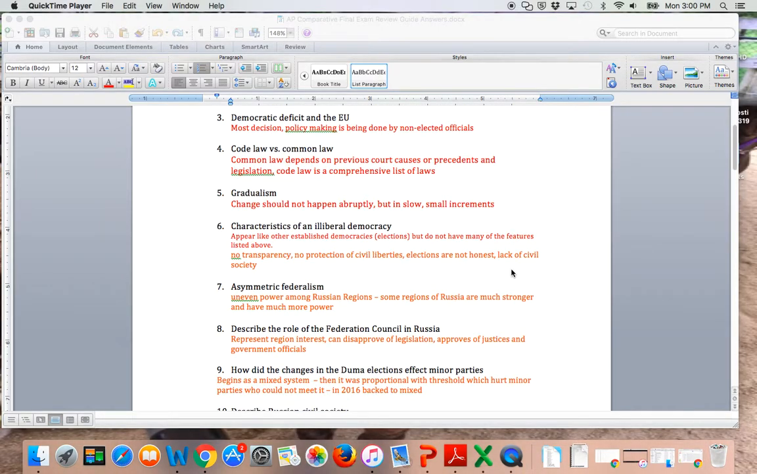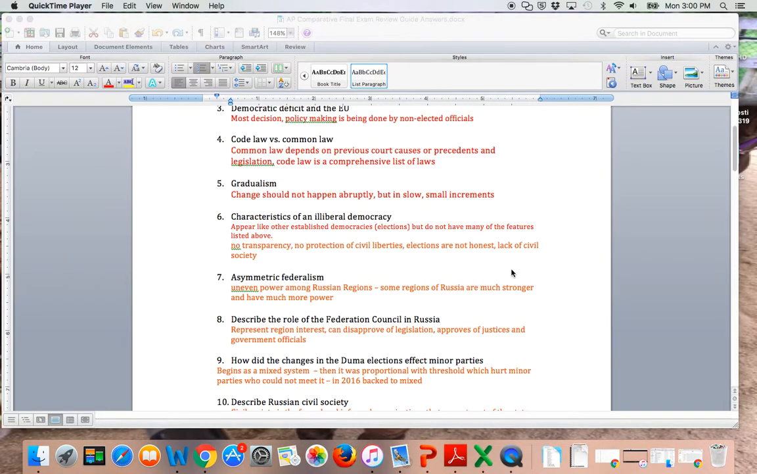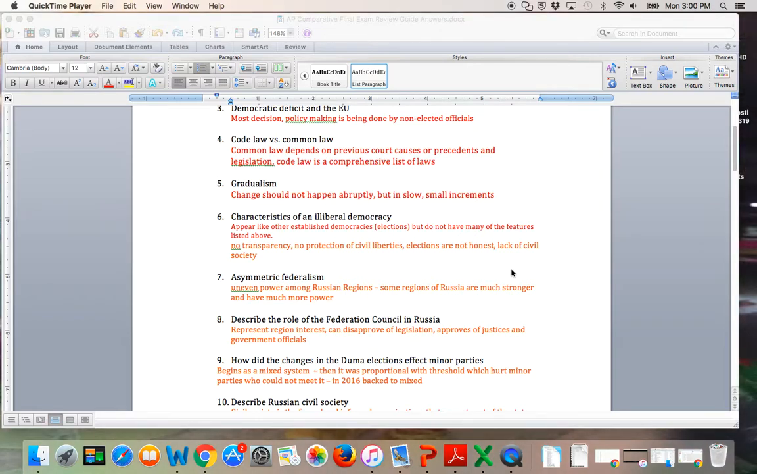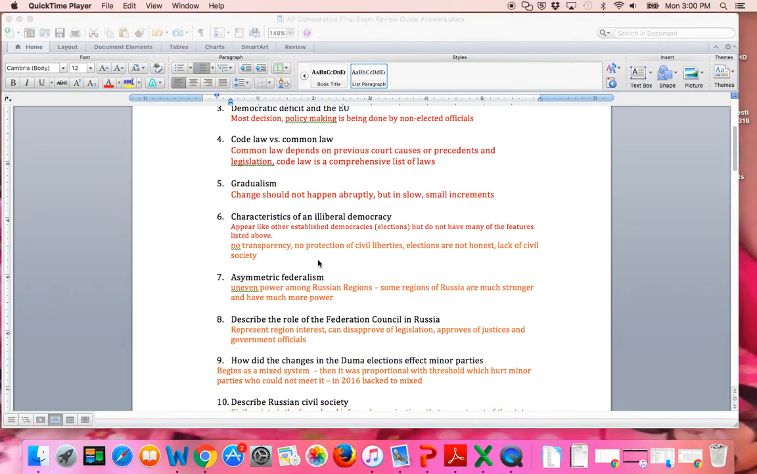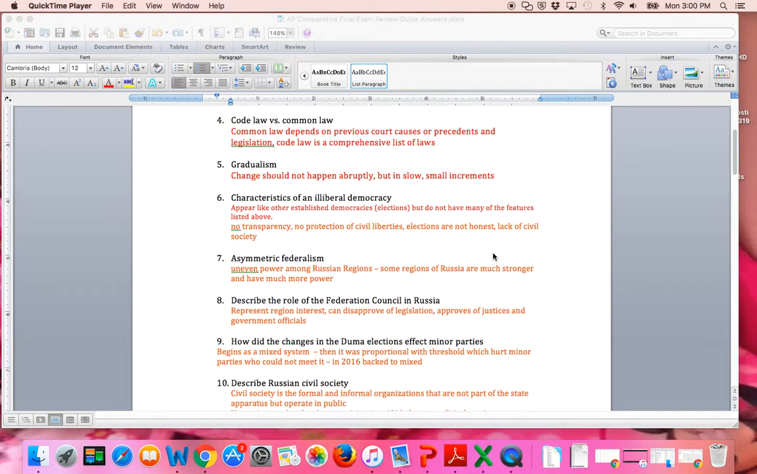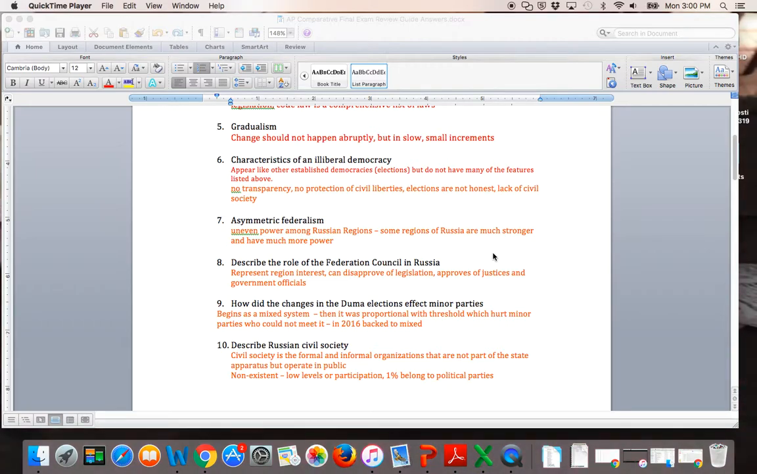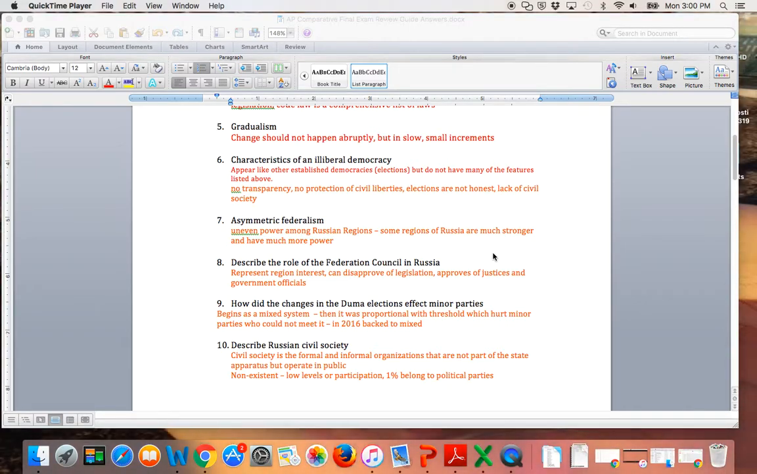Characteristics of an illiberal democracy. They have elections, so it looks like an established democracy, but a lot of the other features are not there. No transparency. Civil liberties are not protected. Those elections are there, but they're not honest. Asymmetric federalism, which is in Russia: uneven power amongst the different regions in Russia. Some have more and are stronger than others.